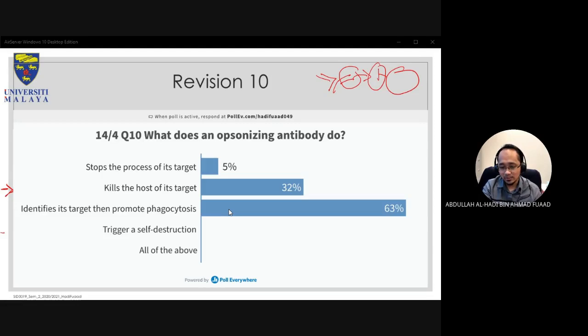So the target is this one. Once the antibody binds to it, it will promote self-destruction to the host. Okay, trigger a self-destruction is close, but it's not the correct answer because it needs to bind to its target first before it actually promotes destruction of the host cell.